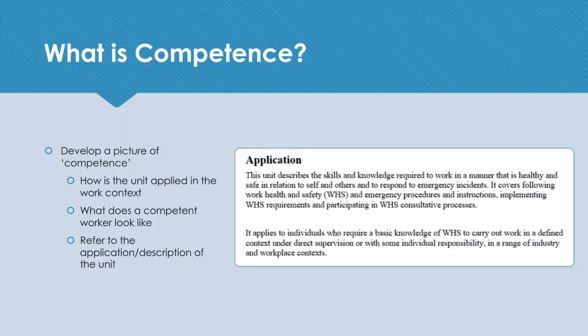A key step to unpacking a unit of competency involves developing a picture of competence. This is a description of how the unit is applied in a work context. That is, what would a competent worker look like? Read through the application and the description of the unit to help you to determine this. For example, in BSBWHS201, the learner is expected to work in a manner that is healthy and safe in relation to the self and others and to respond to emergency incidents. It applies to individuals who only require a basic knowledge of workplace health and safety to carry out their job.